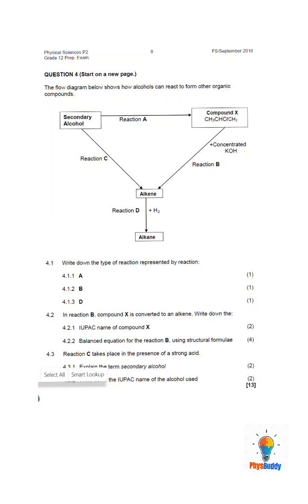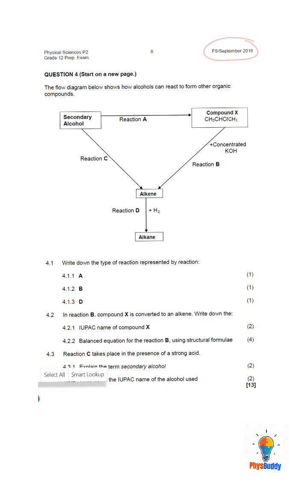Alright, grade 12, we're looking at an organic chemistry question where they give us a flow diagram and we need to identify the type of reactions that take place and write balanced equations as well. So looking at this question, it comes from the Free State, September 2016, the trial examination that was written in Free State in 2016. And this is a very popular type of question where we get a flow diagram and we need to make sense of it.